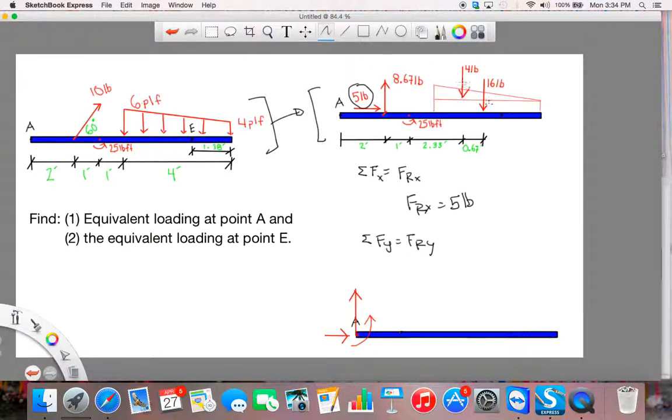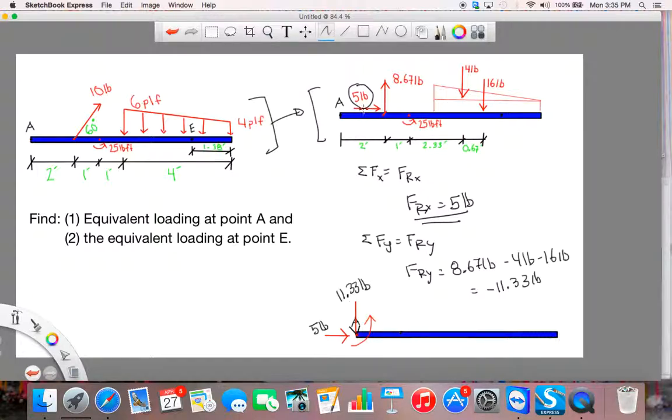I can replace these 3 vertical loads with one single vertical load force resultant. So my force resultant in the y direction is 8.67 pounds minus 4 pounds minus 16 pounds. So I end up with negative 11.33 pounds. Physically, this means my force resultant in the x direction is 5 pounds, and my force resultant in the y direction is minus 11.33 pounds. So rather than have this upward arrow, I should have an arrow pointing downward with a magnitude of 11.33 pounds.